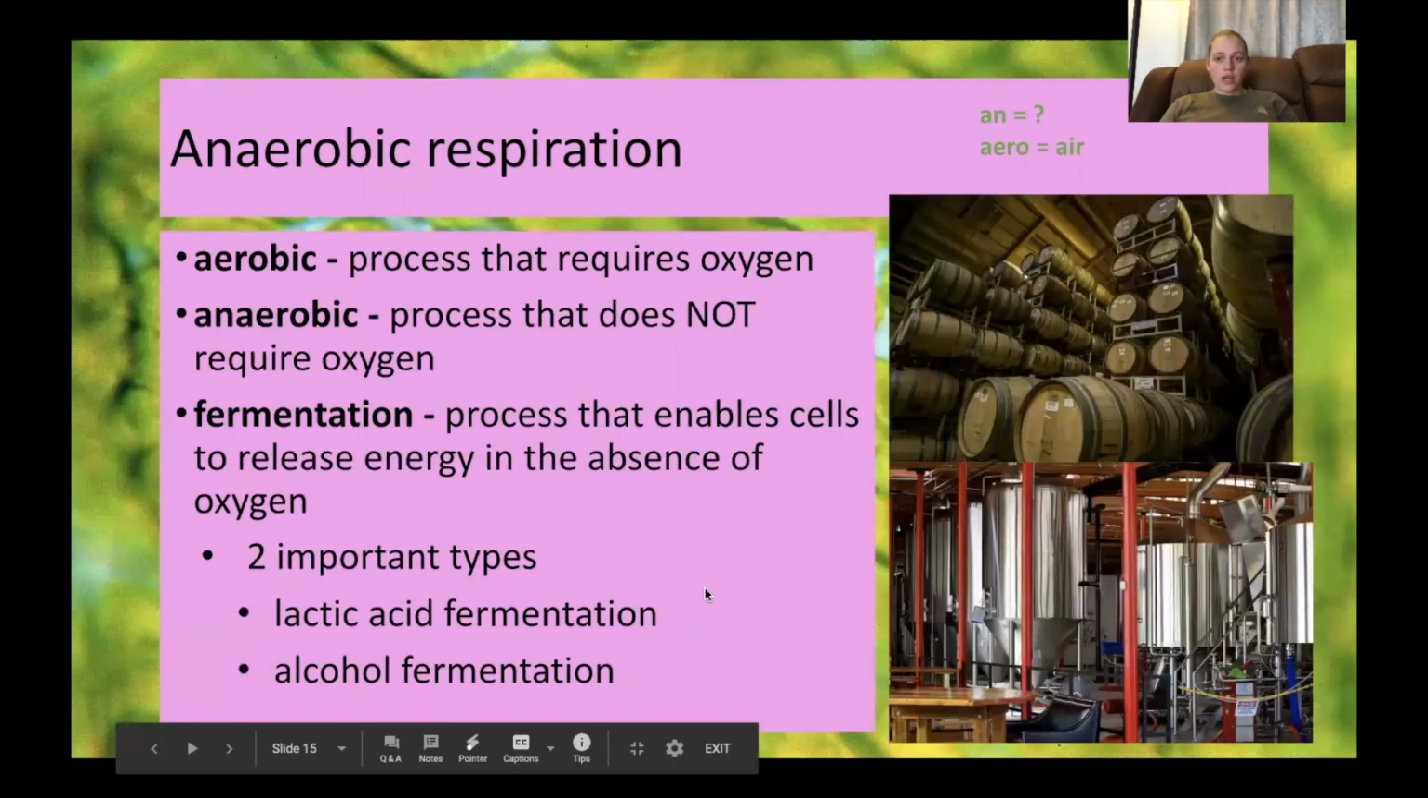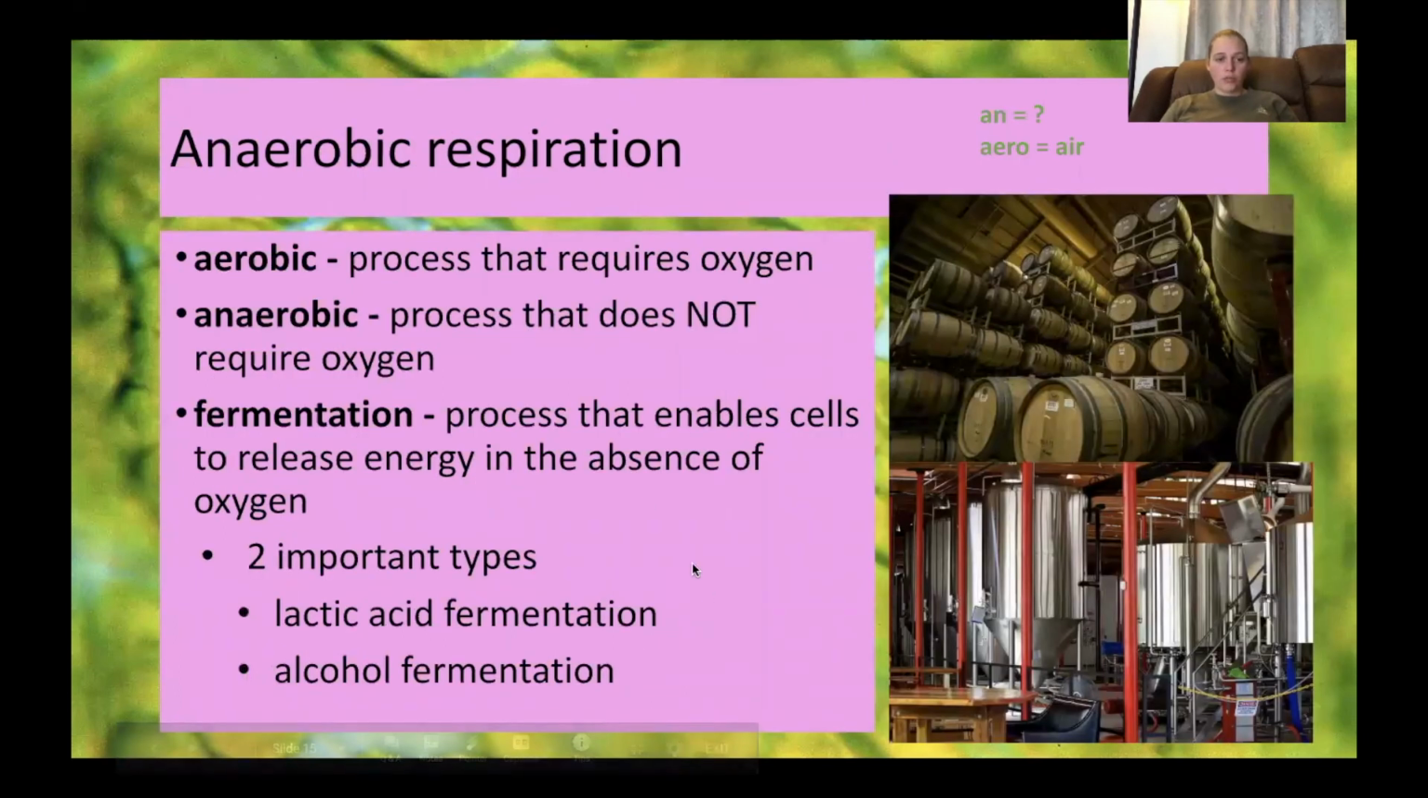Now we have 2 kinds of respiration, aerobic and anaerobic. Aerobic is a process that requires oxygen. That's what we're going to find in the Krebs cycle and in the mitochondria. So the Krebs cycle is an aerobic process. Anaerobic types of respiration do not require oxygen. So glycolysis would be an example of an anaerobic type of respiration. Another example of anaerobic respiration is fermentation.